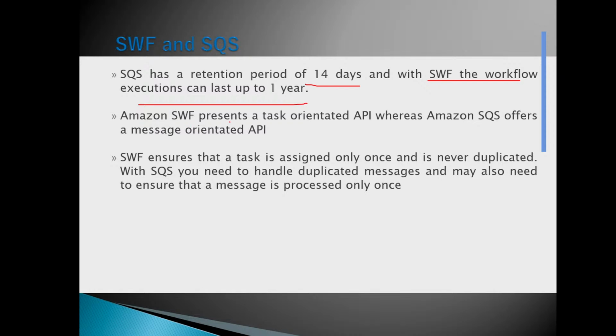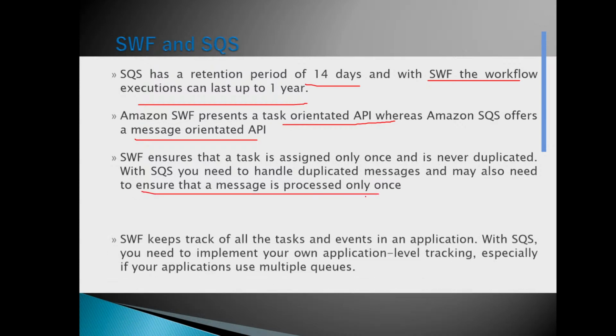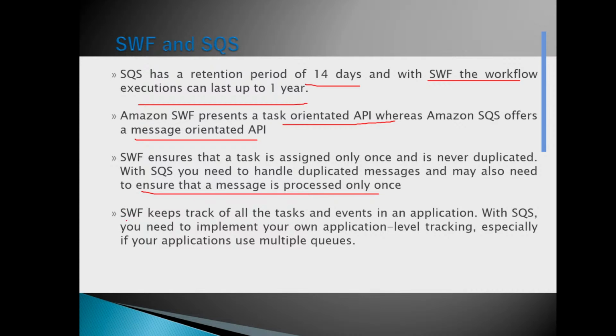SWF presents a task-oriented API, whereas SQS offers a message-oriented API. Simple Workflow ensures that a task is assigned only once and is never duplicated. With SQS, you need to handle duplicate messages and may also need to ensure the message is processed only once. SWF keeps track of all the tasks and events in the application. With SQS, you need to implement your own application-level tracking, especially if your application uses multiple queues. So in SQS you have to write a consumer, but in SWF everything is automated.